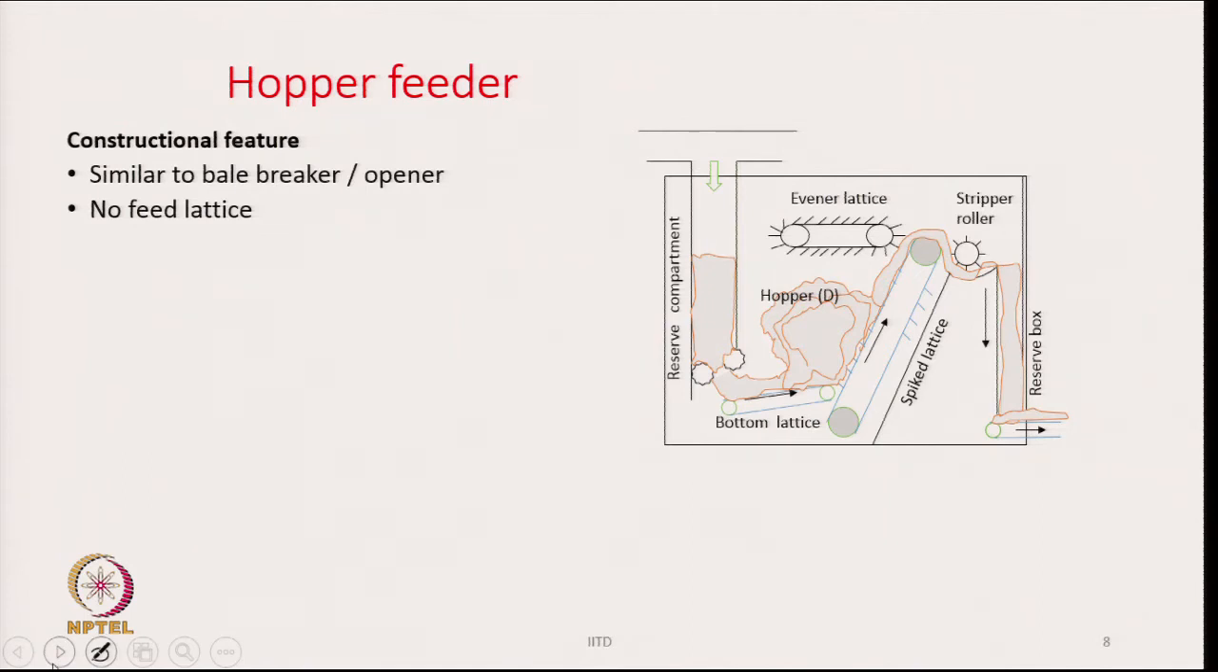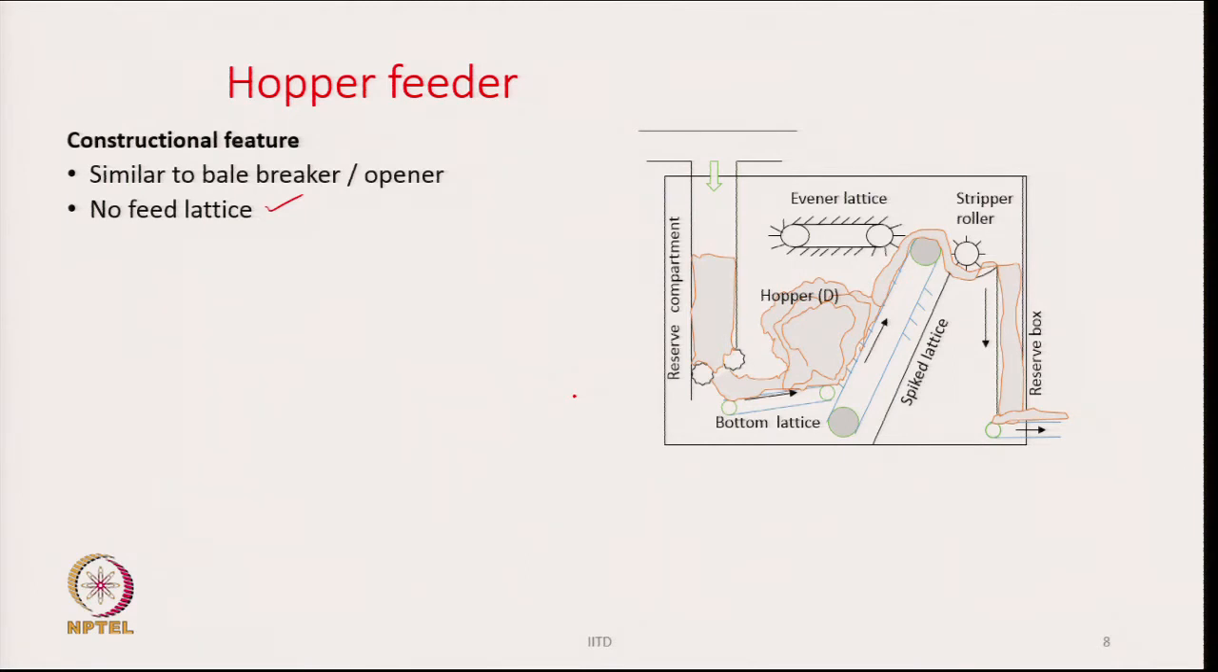So, if you look at the hopper feeder here, the diagram on the right hand side, what is the difference that we can observe? The construction part wise it is very similar to the bail opener or bail breaker that we have seen earlier. What is missing here and what is additional? One is there is no feed lattice. So, there is no long feed lattice, it is no more there. So, I mean that does not exist in this hopper feeder.